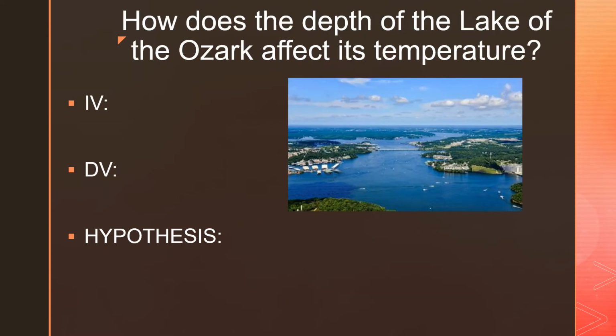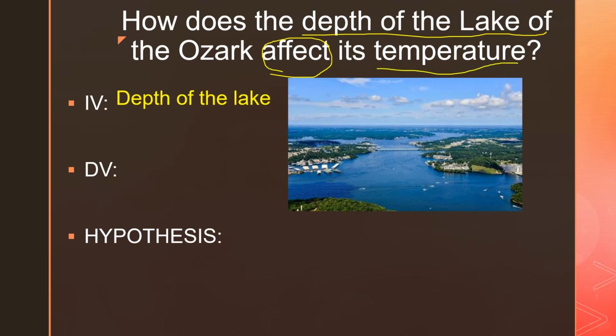All right, next one. How does the depth of the Lake of the Ozark affect its temperature? All right, so again, they've given you effect. You don't have to use this one, but it's an easy one to plug in. So what are we changing on purpose in this test? Well, we're going to test the different depths of the lake. And at each depth, what are we going to measure or observe? Well, we're going to observe or measure their temperature. So your hypothesis may look something like this.